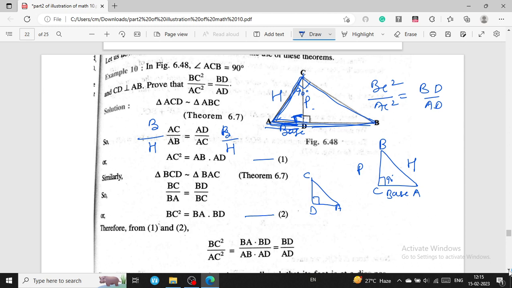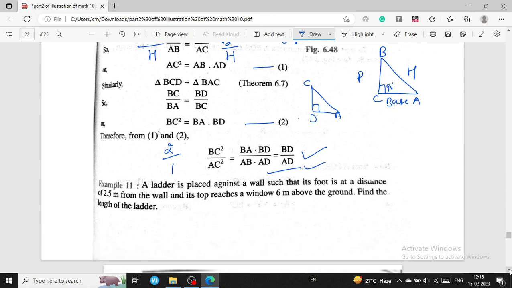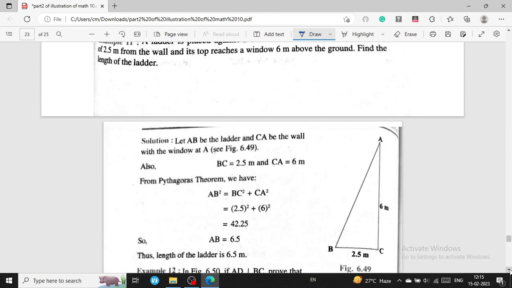This is the second equation. From the first and second equations, it is proved that BC square over AC square is equal to BA multiply BD over AB multiply AD. Here we take the second by the first, second equation divided by first equation. And we find this is equal to BD over AD. This is proved.